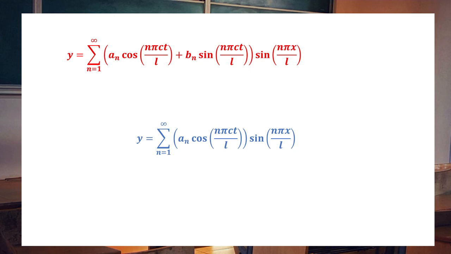Now substituting bn equal to 0 in our equation, we get y equal to sigma n running from 1 to infinity an cos n pi ct by L sin n pi x by L, where an equal to 2 by L integral 0 to L f of x into sin n pi x by L dx, which is the solution of the one-dimensional wave equation.